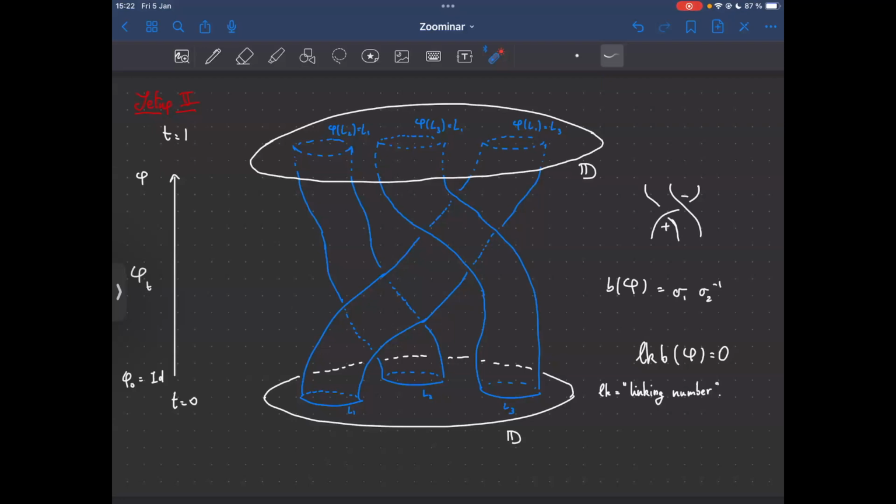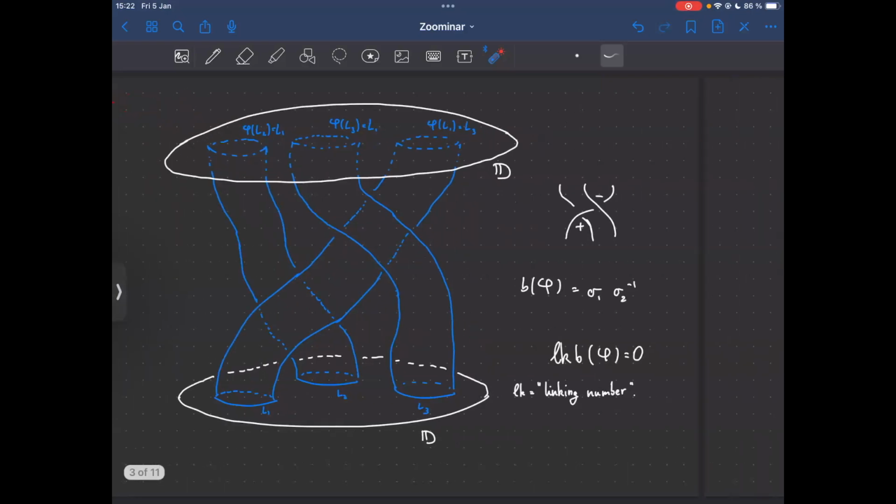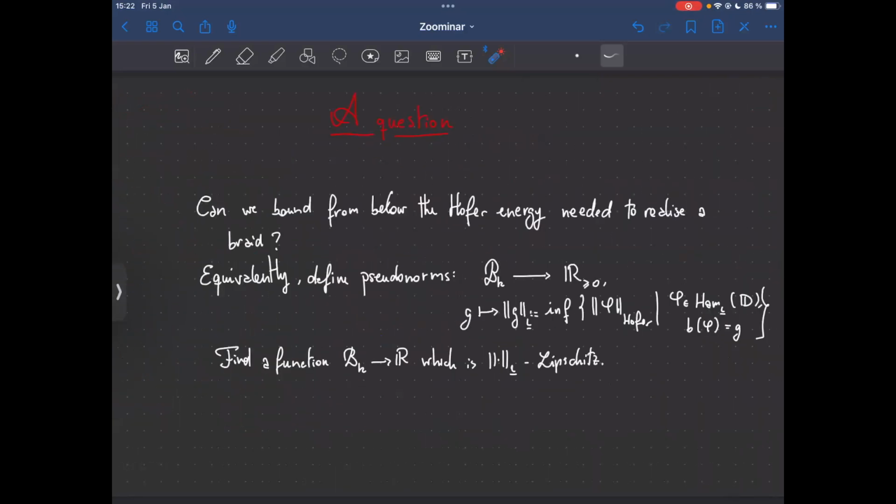However, if k is equal to 2, two braid diagrams represent the same braid if and only if they have the same linking number, so the same sum of crossings with signs. So this is the question we would like to tackle. We are looking for a way to bound from below the Hofer energy we need to realize a given braid in the class of Hamiltonian diffeomorphisms that fix a given Lagrangian configuration.